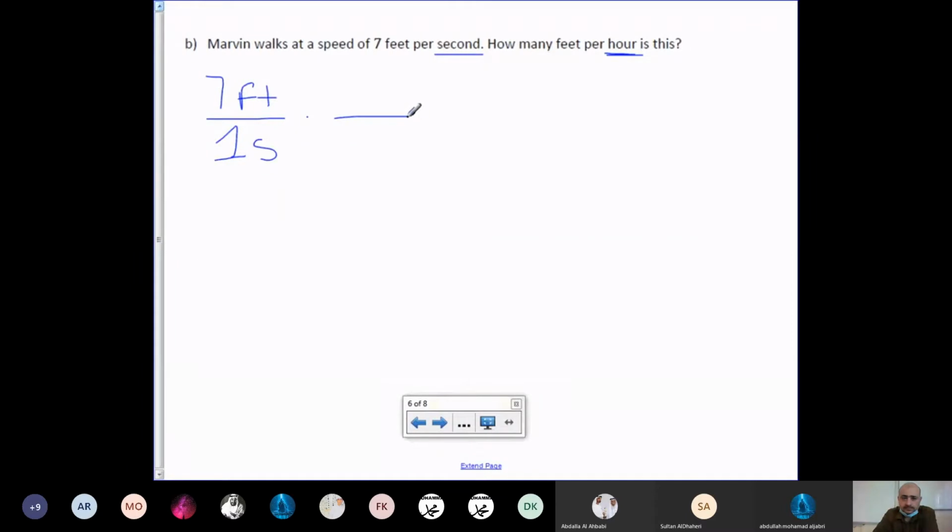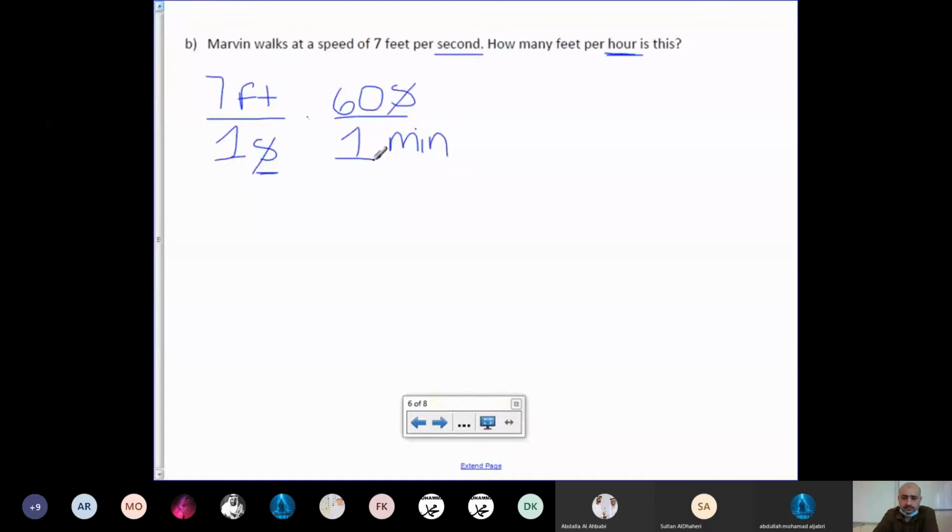So here we're actually going to do a couple steps. First things first, we need to change seconds. Since seconds is in the denominator, I'm going to put it in the numerator. Now, again, we can't change it right to hours, so the first thing I'm going to do is change it to minutes. The seconds will cancel out, which is exactly what I want. And I know that there are 60 seconds in 1 minute.